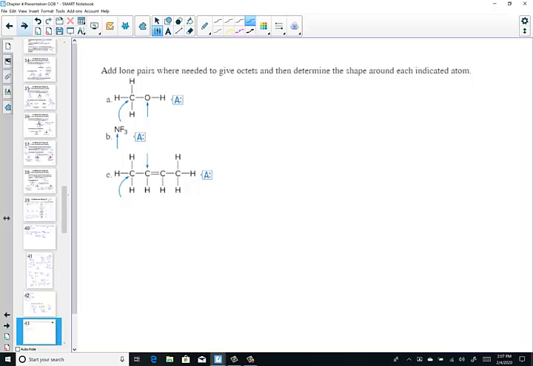Sometimes we're looking at these shapes of molecules and trying to decide what would the octet be given and the shape around each of the indicated atoms. So add all the lone pairs and then tell me the shape of where you're seeing the arrow point to. Alrighty. So I know that carbon lives in group 4A. Carbon needs 4 bonds. Oxygen lives in group 6A. That's 2 sets of bonds, 2 sets of dots.